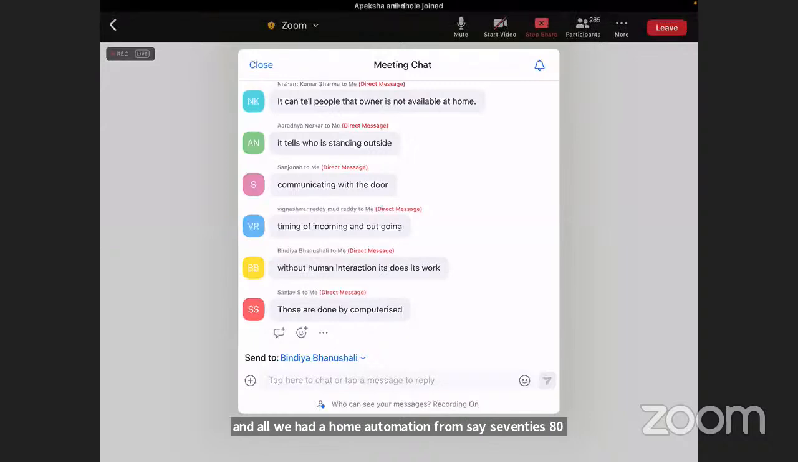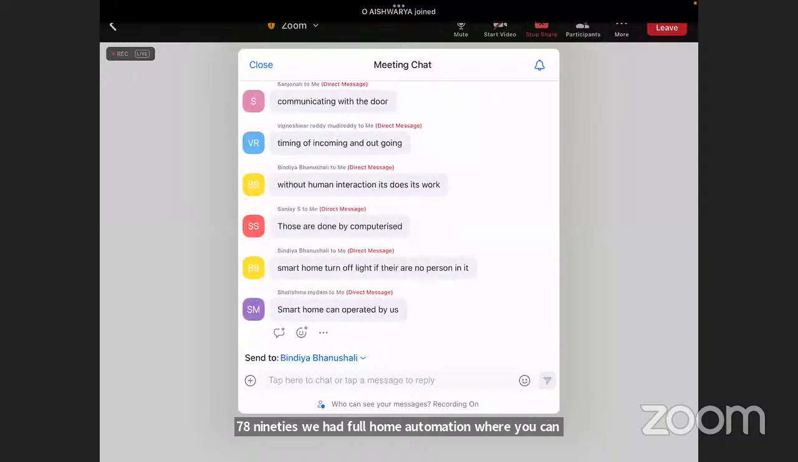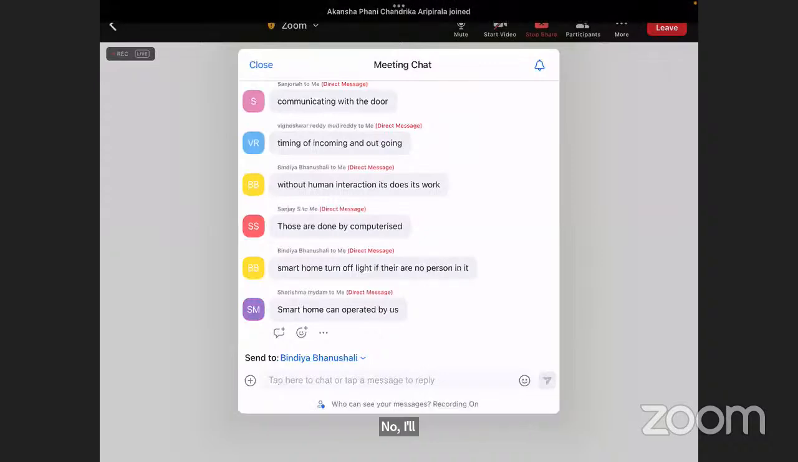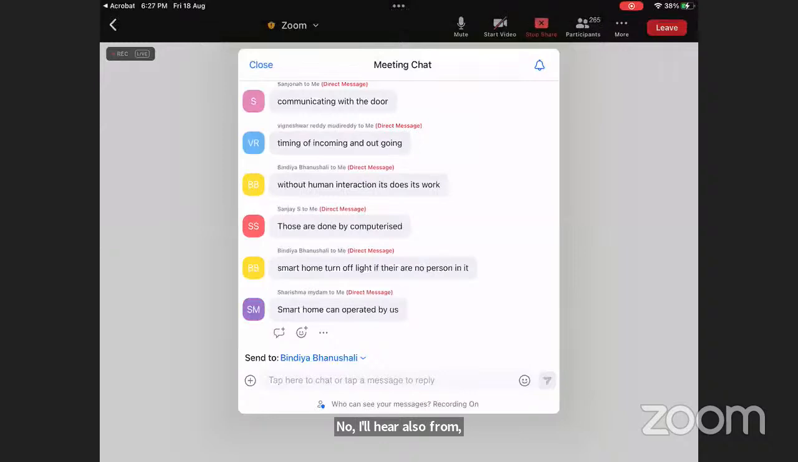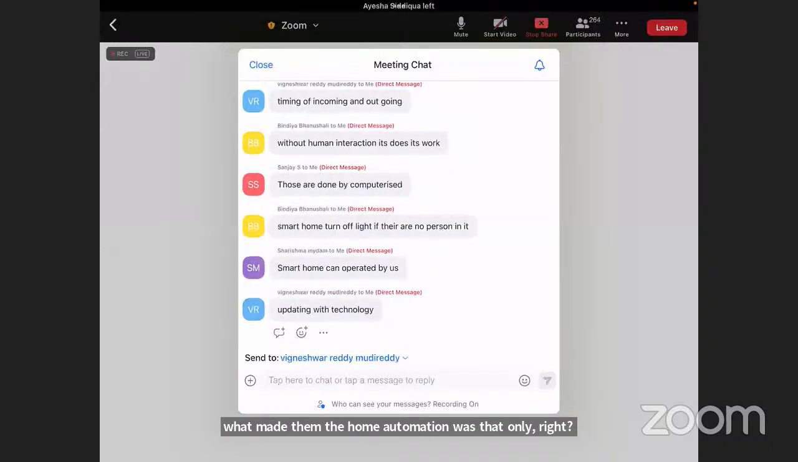But in the US, in the 70s, 80s, 90s, we had full home automation, where you can control the home. Inside, you can switch on the fan with the remote and all those things were there. Smart home can be operated by us. No, earlier also homes were operated by us. The home automation was that only, right? What made them smart suddenly? Why have things become smart suddenly?